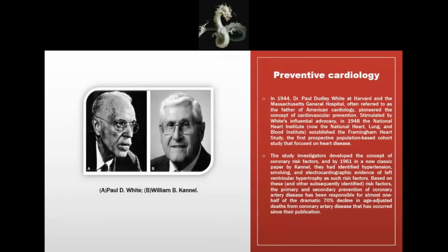The study investigators developed the concept of coronary risk factors, and by 1961, in a now classic paper by Kannel, they had identified hypertension, smoking, and electrocardiographic evidence of left ventricular hypertrophy as such risk factors. Based on this and other subsequently identified risk factors, the primary and secondary prevention of coronary artery disease has been responsible for almost one half of the dramatic 70% decline in age-adjusted death from coronary artery disease that had occurred since their publication. So this is basically some of the famous cardiologists in history that had contributed so many things to this field.